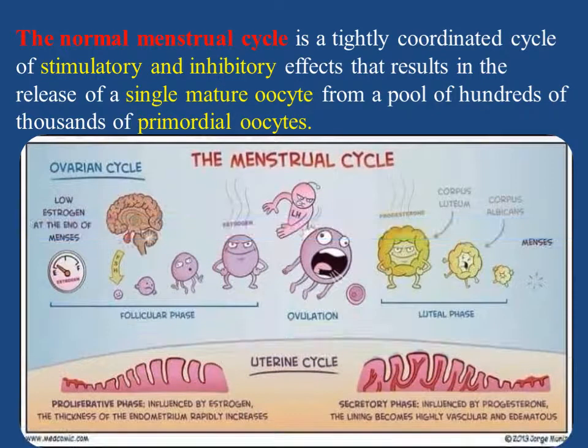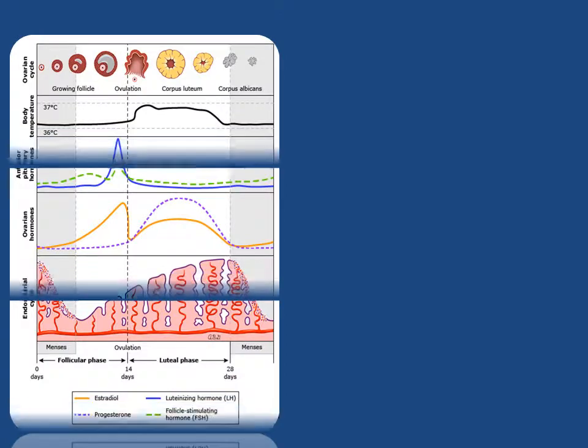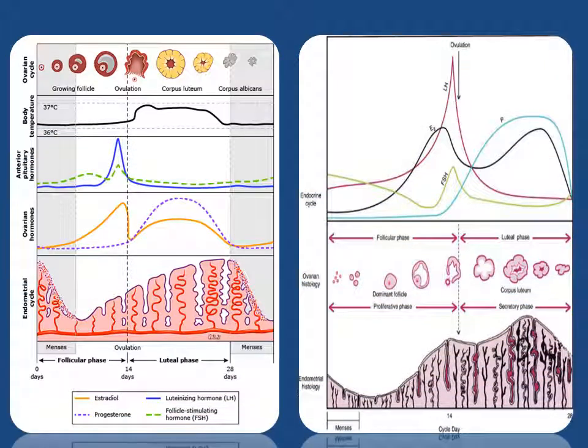The normal menstrual cycle is a tightly coordinated cycle of stimulatory and inhibitory effects that result in the release of a single mature oocyte from a pool of hundreds or thousands of oocytes. There is a variety of factors contributing to the regulation of the process, including hormones, paracrine and autocrine factors.